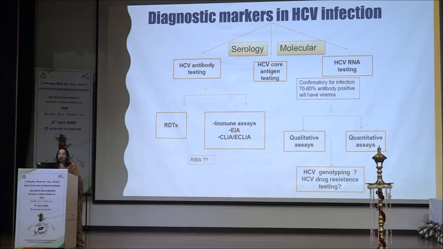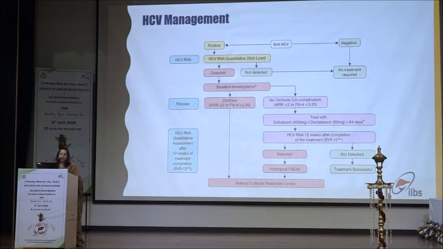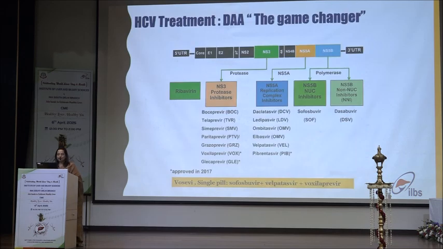Only two markers are important: HCV antibody testing, and all antibody-positive patients should be put onto RNA testing. Any RNA-positive patient, put them onto treatment. This is the management guideline. RNA and antibody testing are the only important tests. Forget about fibrosis and cirrhosis also. You have to treat any RNA-positive patient.